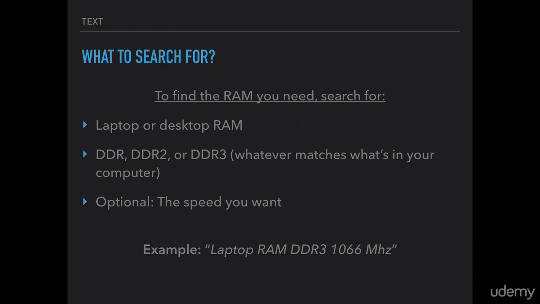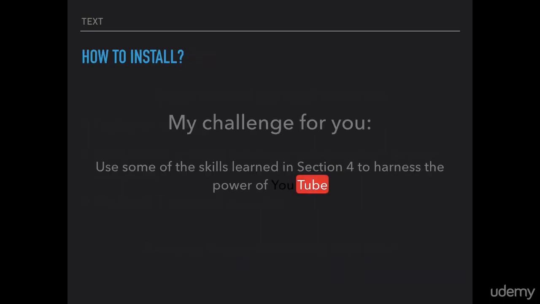Some of you may be wondering how much RAM you should need as well. My recommendation is that most computers today should have about 4 GB of RAM. Some people might think that sounds like a lot, but I think it's better to be secure for the future than to upgrade a little bit and then have to upgrade later. How to install RAM? It's a good question. My challenge for you is to use some of the skills you'll learn in Section 4 to harness the power of YouTube and teach yourself to install RAM in your computer. But don't worry, it's really easy.